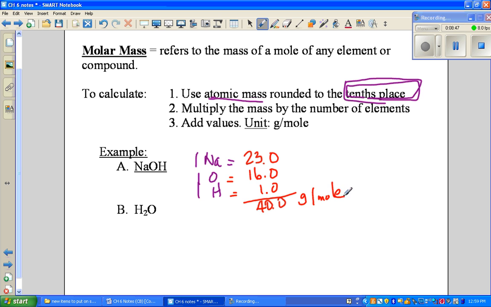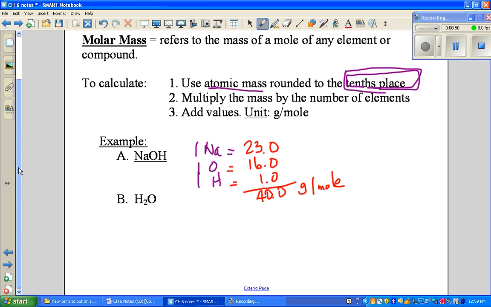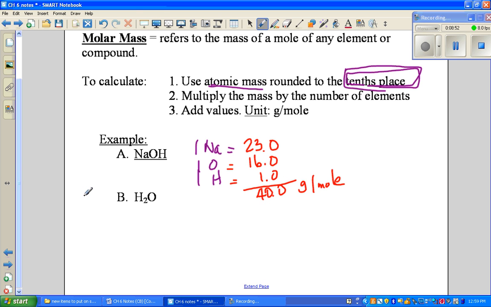That's it. That's molar mass. That's how simple it is. So I'm just going to do the same thing. There's the bell. Time for lunch. We're going to finish up here quickly.